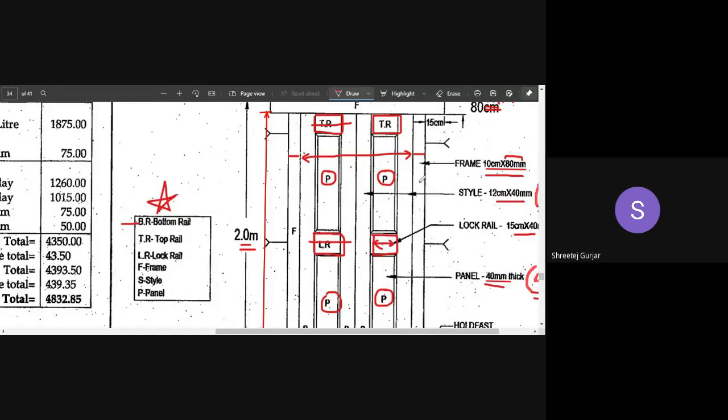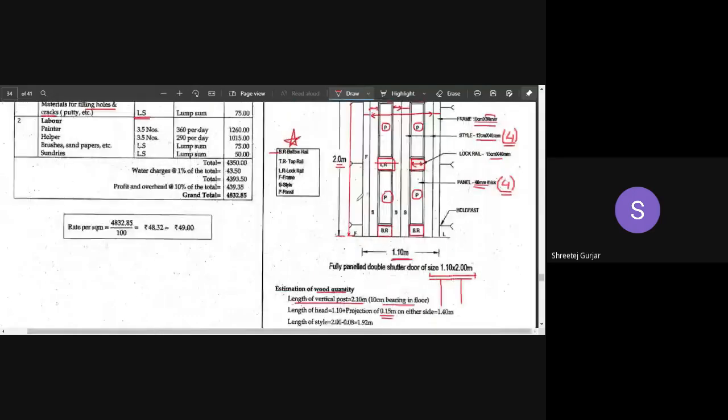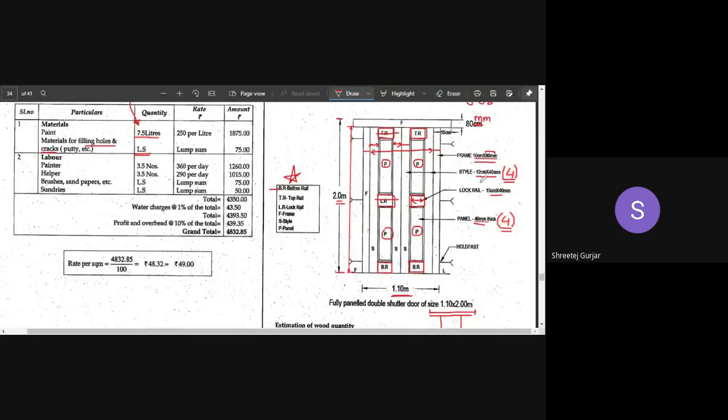Okay. From this, if you minus the width of the stiles, right? We have 4 stiles, and the width of the stile is how much? 12 centimeter by 40 mm. So if you minus this width, you will be left out with this particular rail length. Okay, so in this particular way, you can calculate the lengths and dimensions of all the required elements. The lengths and cross sections are given.